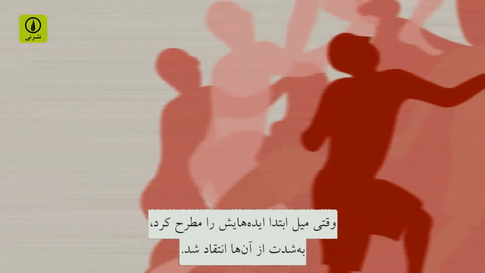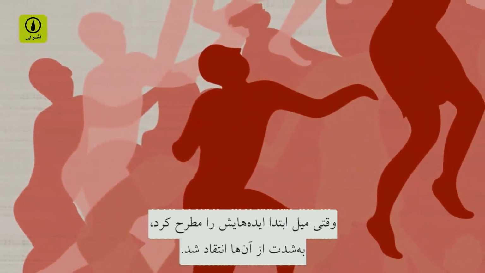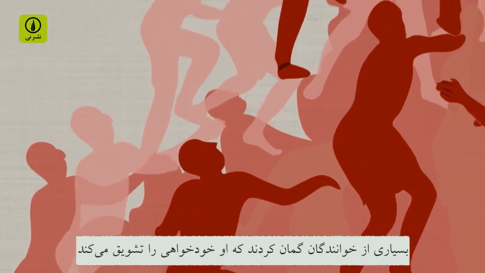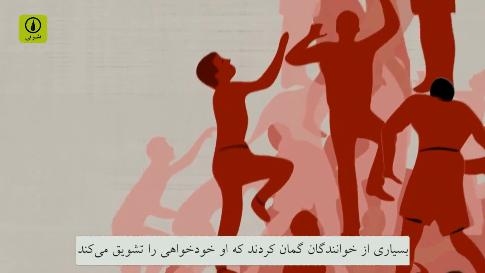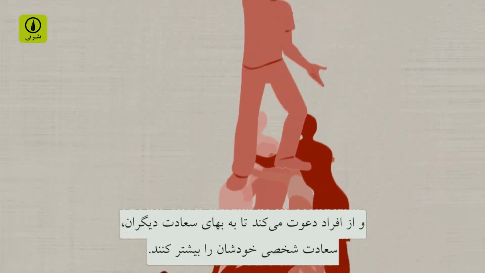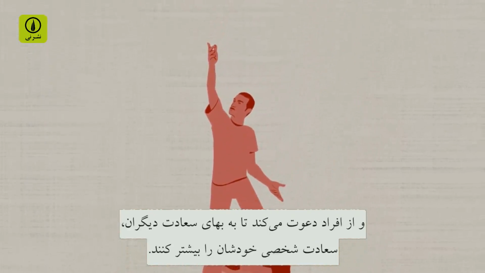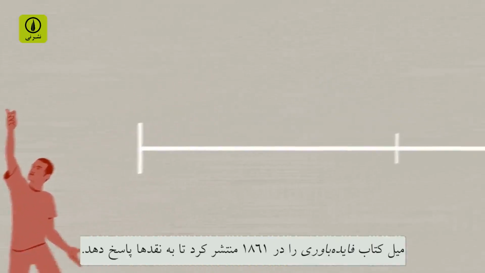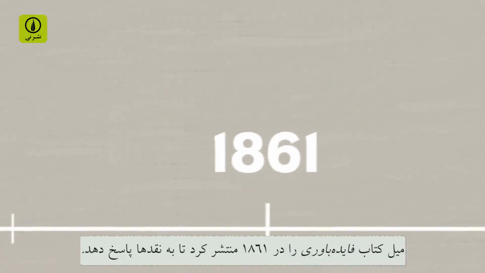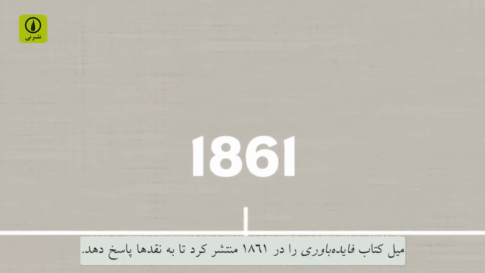Mill's ideas were strongly criticized when they were first proposed. Many readers thought that he encouraged selfishness, inviting each individual to maximize personal happiness at the expense of the happiness of others. Mill published Utilitarianism in 1861, in part to rebut those criticisms.